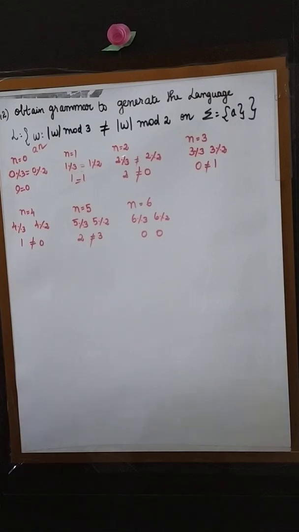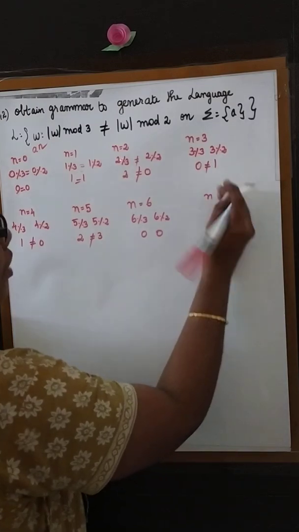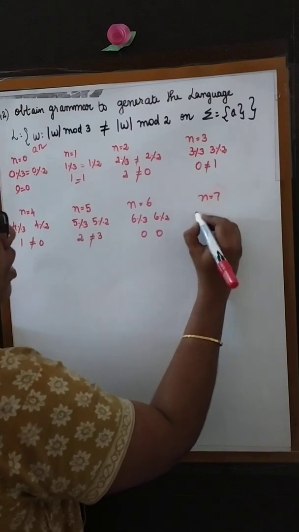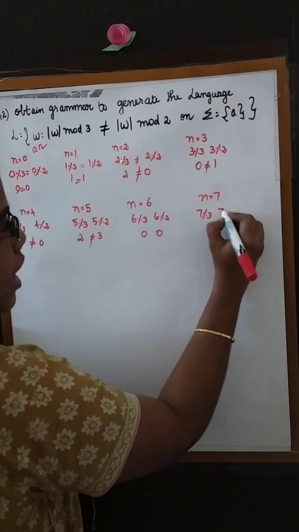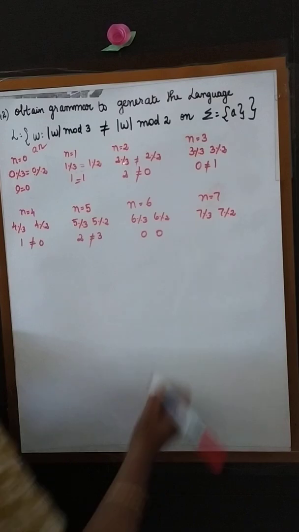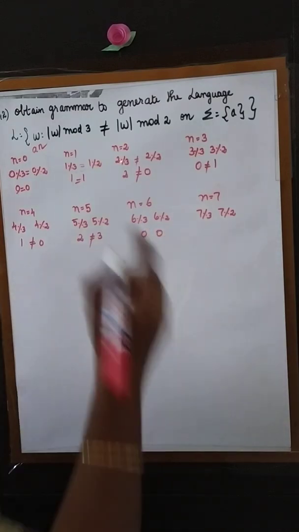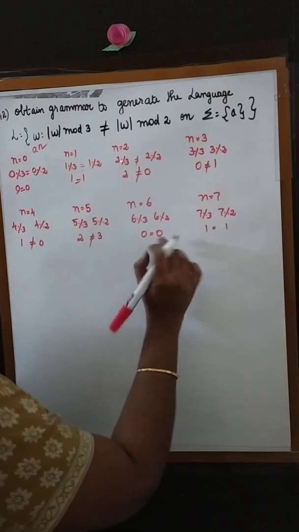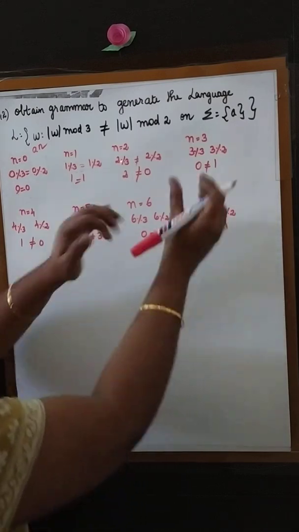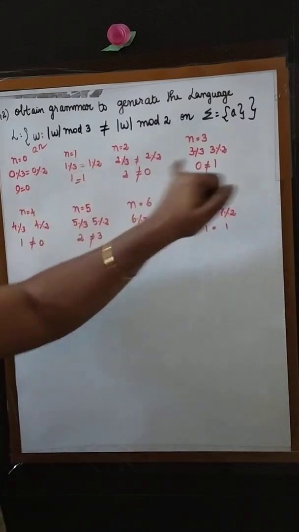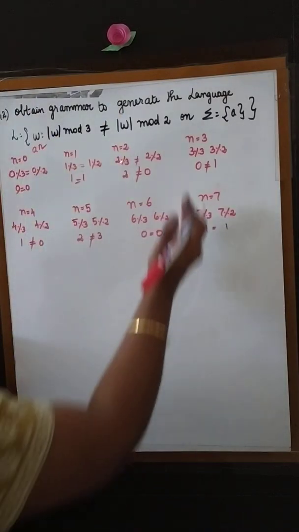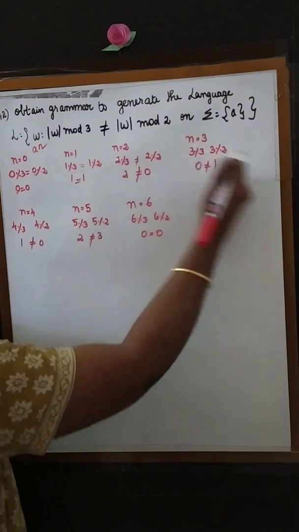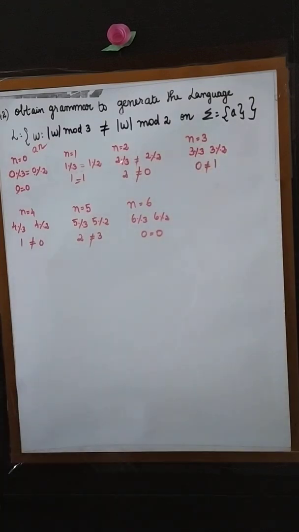So there is no need of taking n equal to 7, but okay, let us take n equal to 7. 7 modulo 3 and 7 modulo 2: what is the remainder I will get here? Here I will get 1 and 1, which becomes equal. So that means it is once again starting from 0, 1, 2, and it will go on like that only. So we are going to take till n equal to 6 alone. Till this part we are going to take.